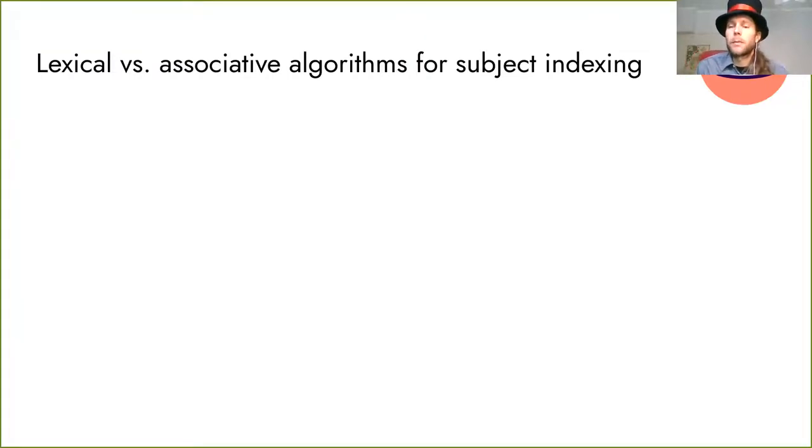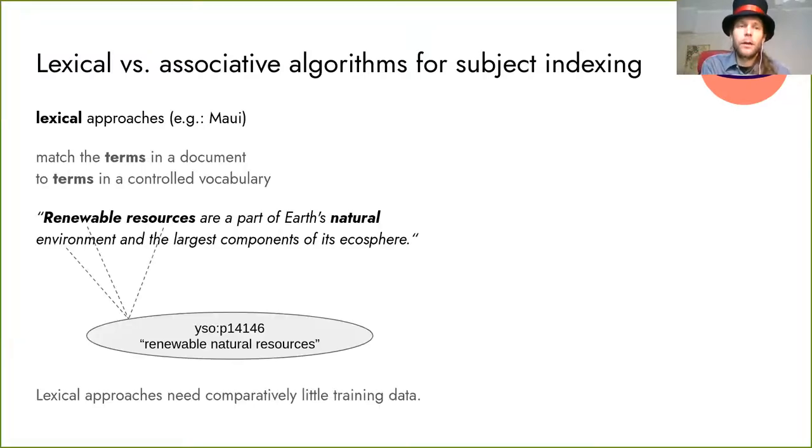There are two main approaches that are useful here. The first one is a lexical approach, and this is also the more traditional one that has been used for many decades. The basic idea here is that we have a control vocabulary with terms, and then we try to match those terms to terms or words that occur in documents.